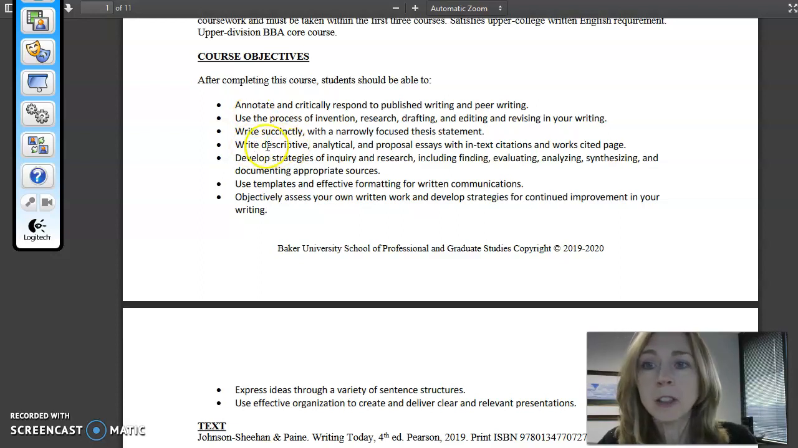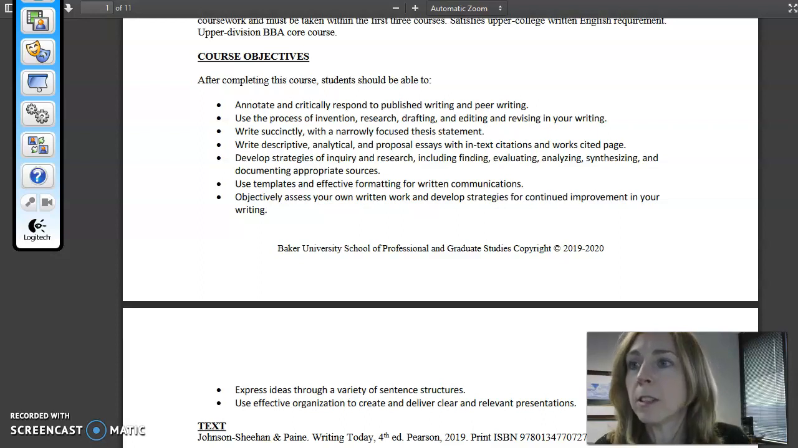We're going to continue with descriptive and analytical writing as you work on this proposal essay, and more importantly this week, the audience that you'll be listening or speaking to. So you need to describe and analyze who that is. Also finding, evaluating, and synthesizing sources is going to come in this week as well.